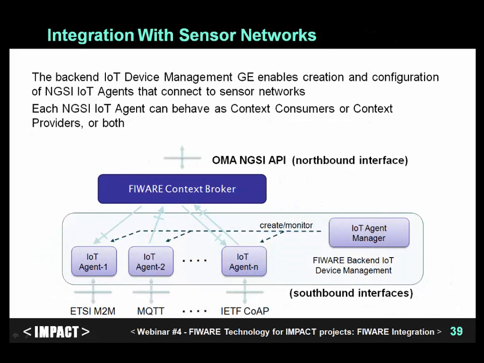The integration with sensors is a given, therefore, as the backend IoT device management generic enabler enables the creation and configuration of IoT agents that connect to sensor networks. So this is another example of the way you can combine all the enablers to get your specific features up and running. And of course, in this case, each NGSI IoT agent will behave as a context consumer or context provider or both, just as you need.